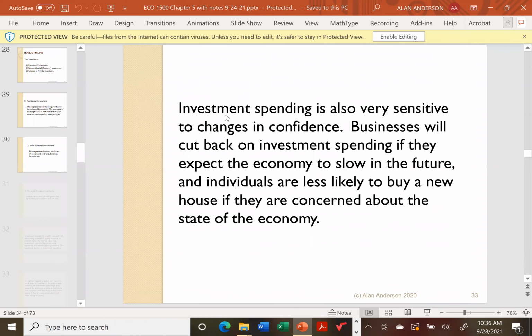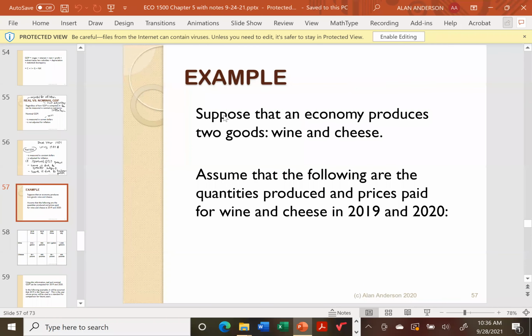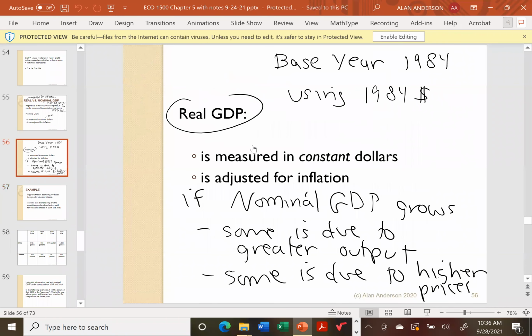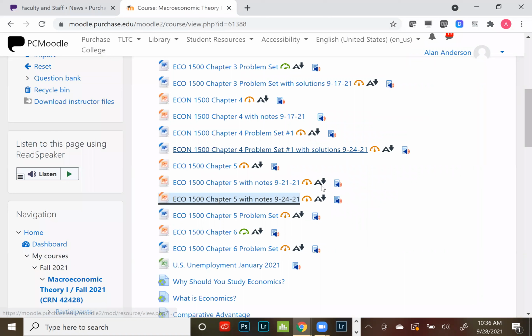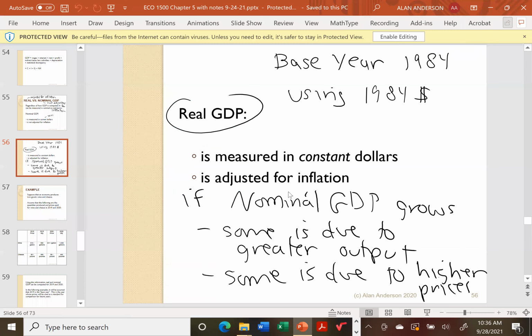I just wanted to say that we stopped at watching the videos. Oh, right. I'm glad you reminded me. Yes, the last video we looked at would have been real GDP per capita, I believe. So yeah, that's right. So we have nominal versus real and limitations of GDP, which we'll look at today as soon as we're done with chapter 5. These next two are from chapter 6, so we'll save those for later. All right, so I think we're all caught up.